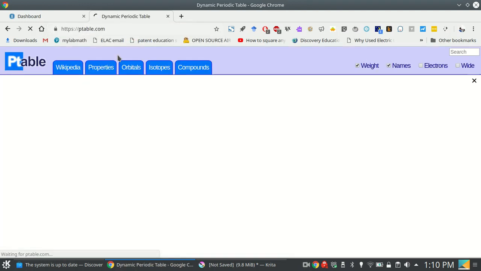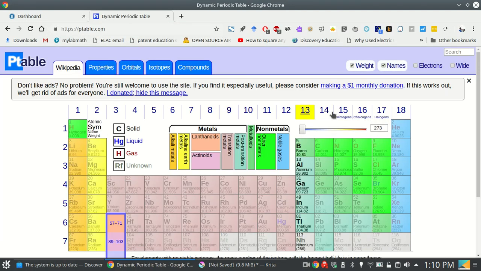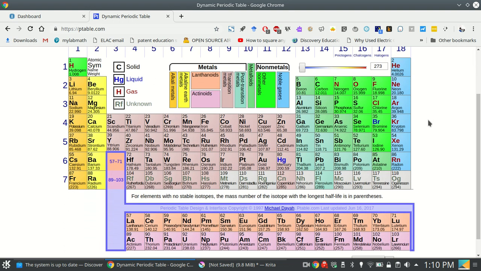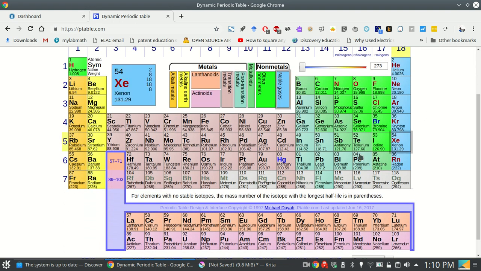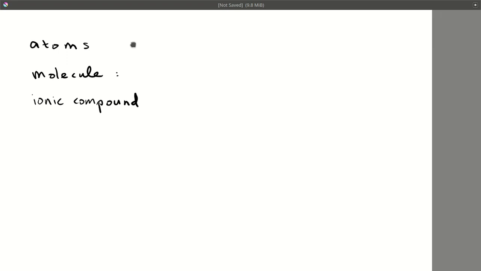Now, there are about 118 different kinds of atoms that we know about in the universe today, and here they are, all 118 kinds of atoms. So you see, this is a pure element. It is a kind of atom. This is a different kind of atom. This is a different kind of atom. All right?